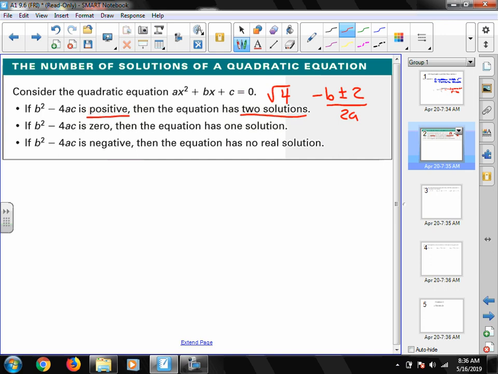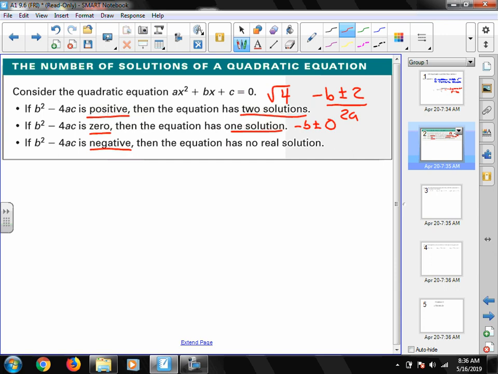Now if it's 0, the equation is only going to have one solution. Because if you have negative b plus or minus 0, it doesn't matter if you add or subtract 0 from that value. It's just going to be the same value divided by your 2a. So you're going to end up with one solution.